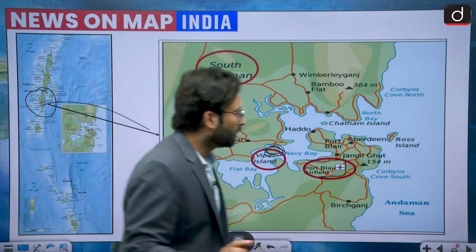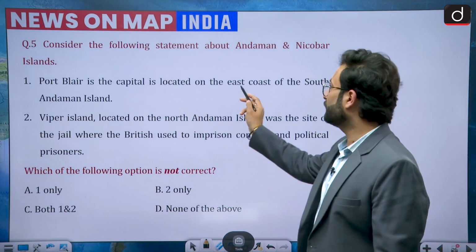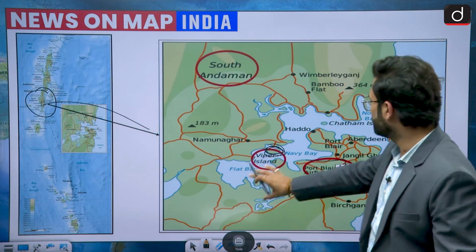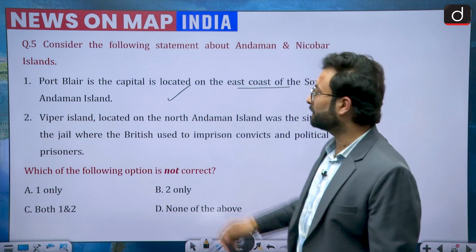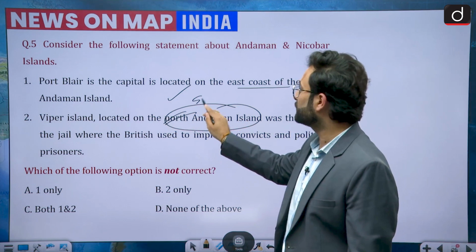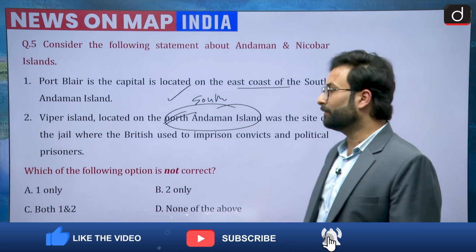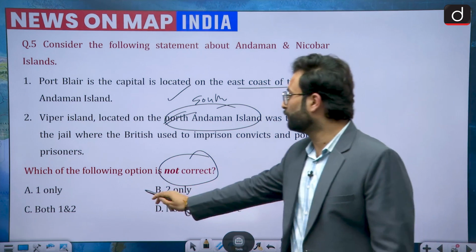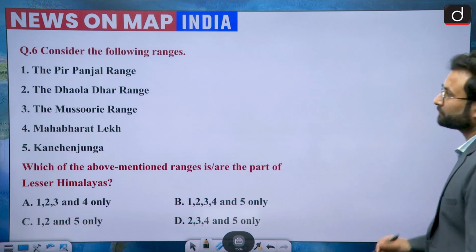Now going back to the question: Port Blair is the capital located on the east coast of South Andaman. Here you can see this is your South Andaman region and this is the east coast. So this statement is correct. Viper Island located on North Andaman Island: this particular thing becomes wrong because it is on South Andaman Island. It was the site of the jail where the British used to imprison convicts and political prisoners. They have asked which is not correct. So only 2 would be your answer. Option B would be your answer. Moving further, question number 6.